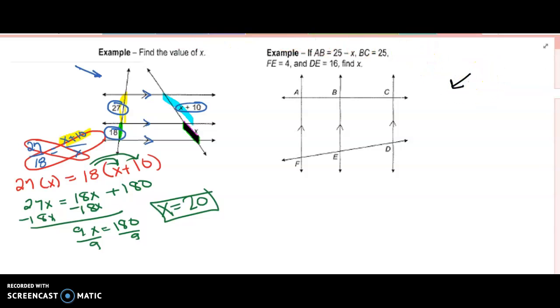All right, go ahead and do this one here on your own. Now you have to read to make sure you know what each one is. So AB is 25 minus x. Okay. BC here is 25.